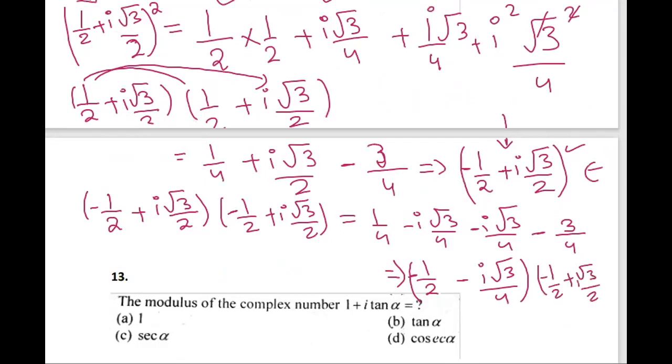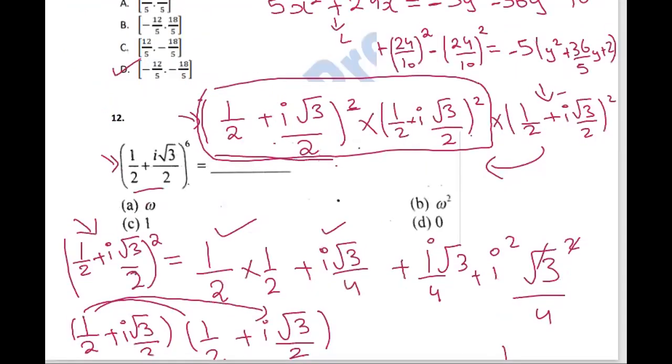All right. Now we can see that this is basically a square minus b square because this is a minus b and a plus b. So a square is 1 by 4 minus b square is this. So I will get 1 by 4 plus 3 by 4 because iota square is minus 1 and I'll finally get 1. So 1 is the answer here. Okay.